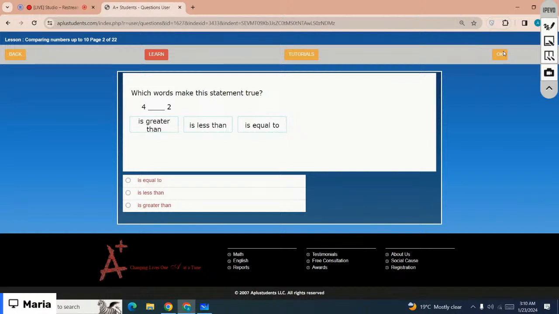Which words make this statement true? 4 is greater than 2 or less than 2? Which is the correct option? When you count, 4 comes after 2. If a number comes after the other, that means it is greater than the other number. So 4 is greater than 2.